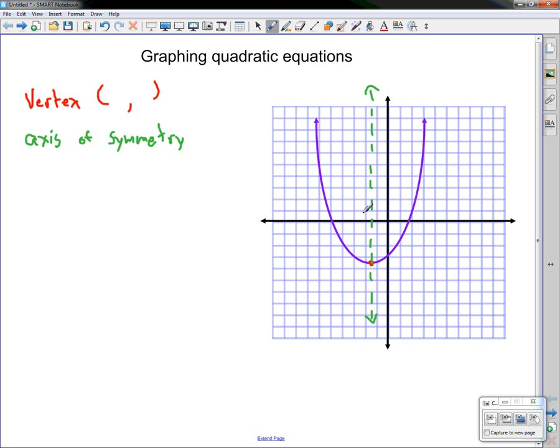So it tells you the distance away your parabola is from that axis of symmetry. And this is going to be x equals a value. And that x value of the vertex and the x value of your axis of symmetry will be the same. So notice that it goes right through the vertex, so you're going to have the same value.